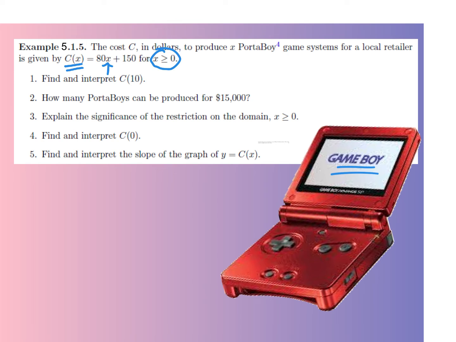Why can't you have a negative? That's what that really means. You can't be negative. Why can't you have negative? How would you manufacture a negative number of game systems? You can't. That's just acknowledging in the real world you can't have negative x's. All right. Find and interpret C of 10. That should be easy. You should be able to do it in your head. Everybody try that right now.